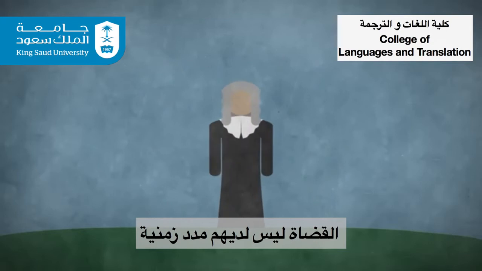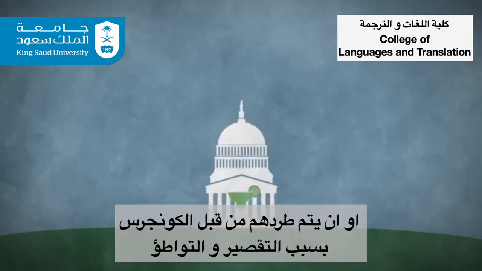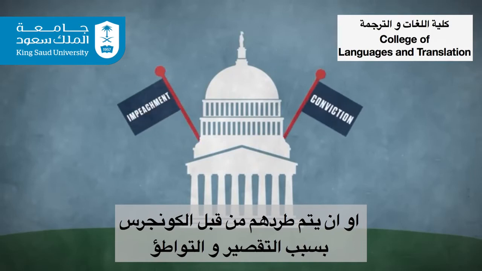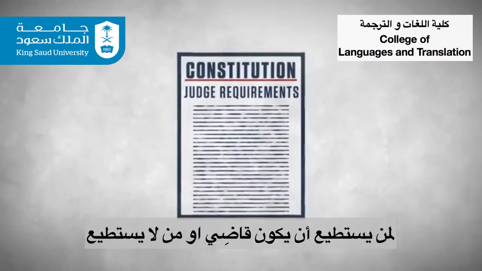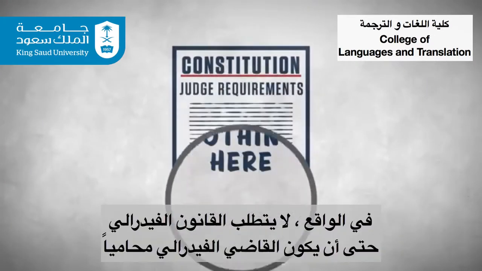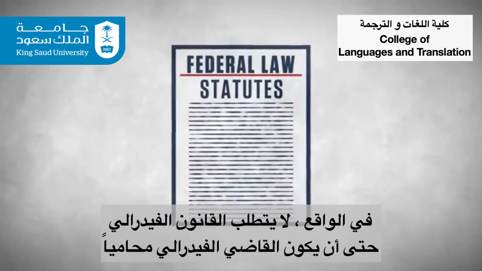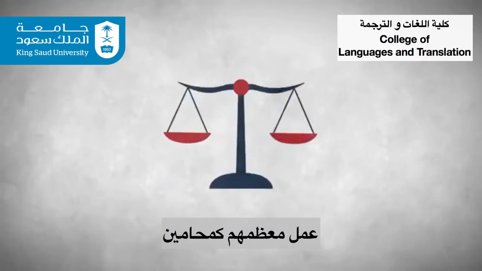Justices don't have term limits. They're able to serve until they die, retire, or are removed by Congress through impeachment and conviction. The Constitution itself doesn't give any specific requirements for who can and cannot be a justice. In fact, federal law doesn't even require a federal judge to be an attorney, but traditionally, most of them have worked as lawyers.